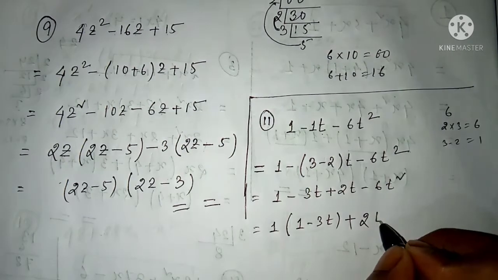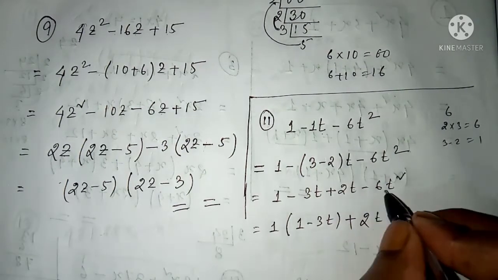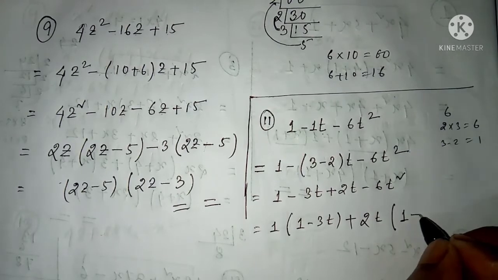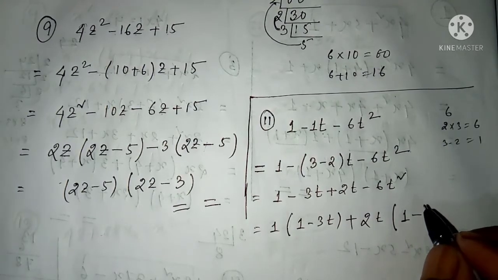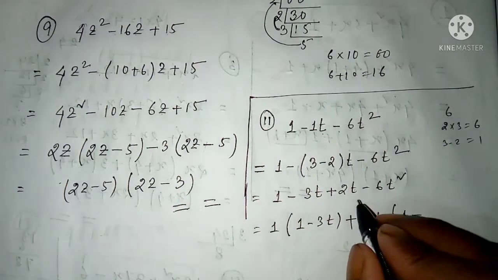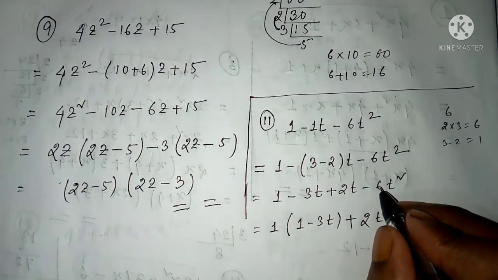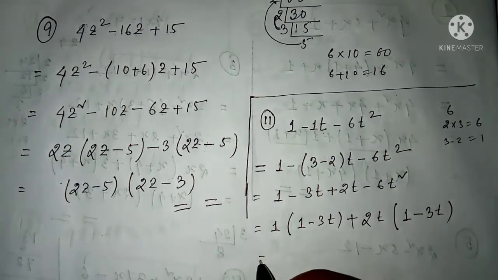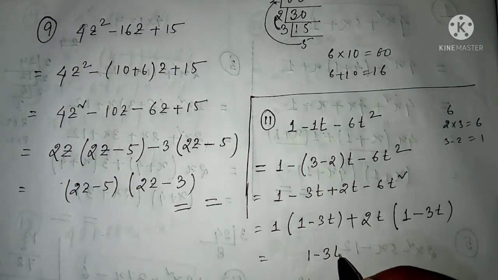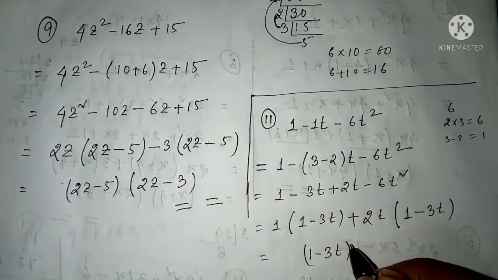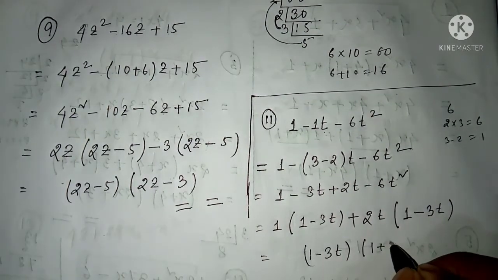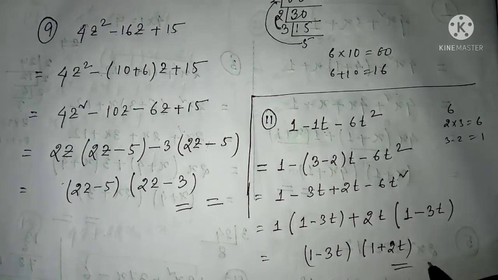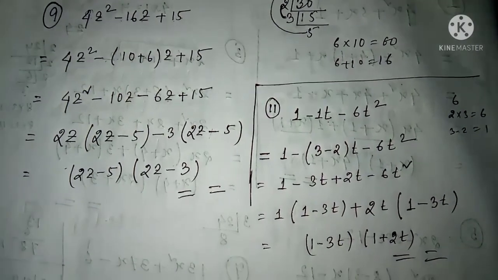Then from here, see 2 divides 6 also, so can I take 2 as common? T square, there you take t. Then from here 2t is taken out, then what will remain here? 1. Okay. Then you can see here 1 remains, no? 2 divides 6 how many times? 3 times. Then t square was here, t is taken out, so 3t will remain here. Then you can see here 1 minus 3t, and from here 1 plus 2t will remain here. So this is our answer to the 11th number question.